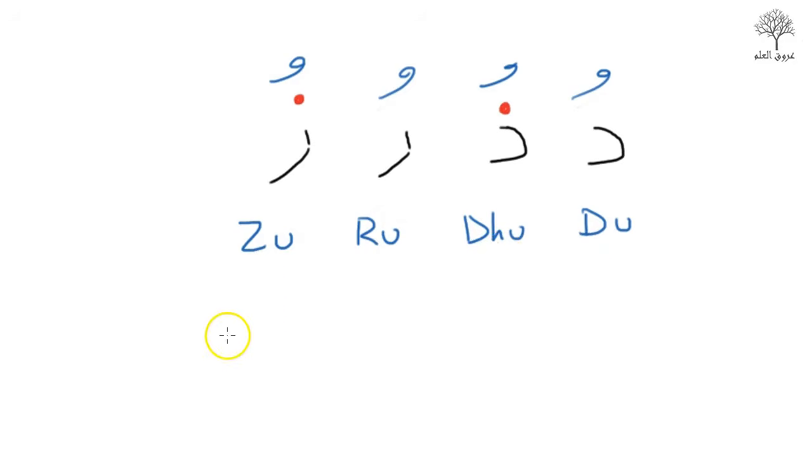Du, dhu, ru, zu. Okay, and let's have a go with the final symbol, which is a kasra. Okay, kasra is pronounced with these as di, vi, ri, zi. Di, vi, ri, zi.